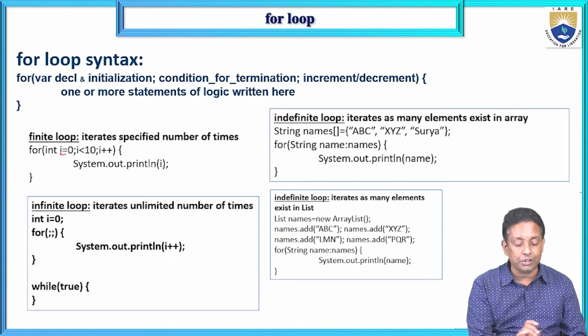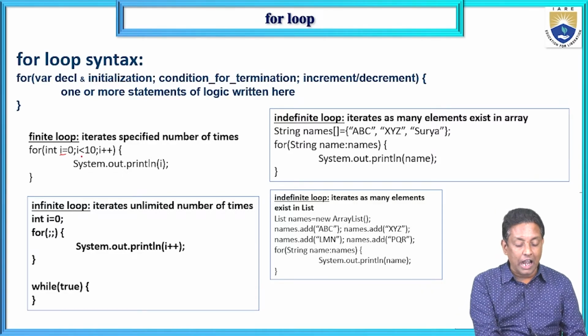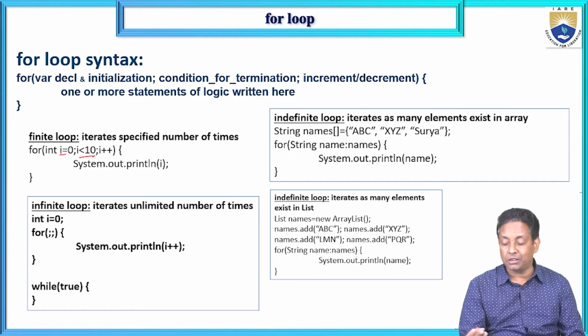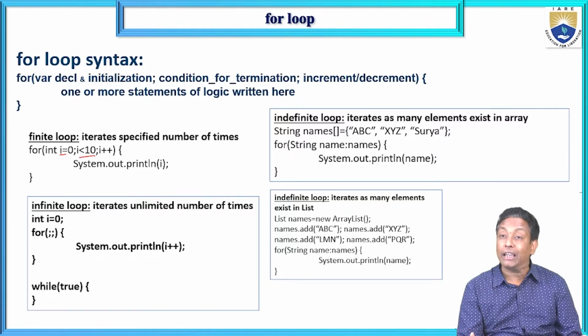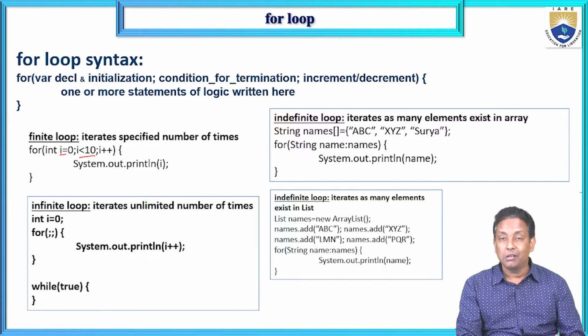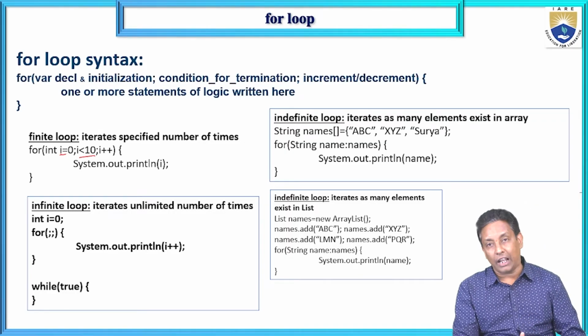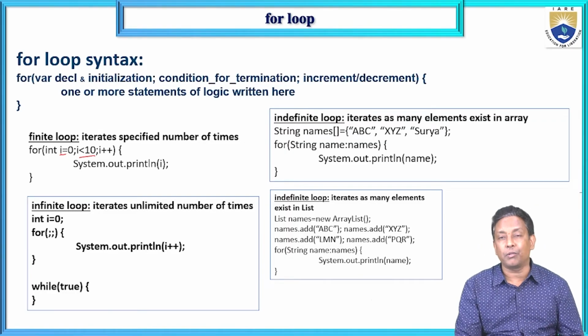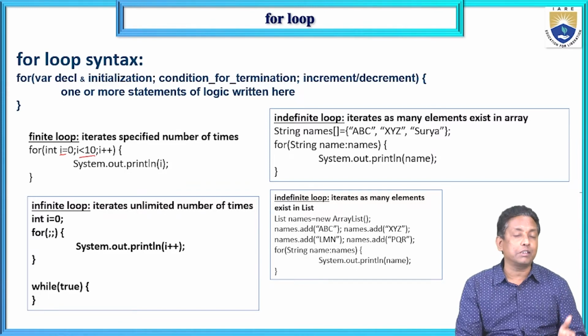For int i = 0. i is an integer variable, i = 0, i < 10. i less than 10 means 0, 1, 2, 3, 4, 5, 6, 7, 8, 9. It is 10 times. Because the i value started from 0, if it goes up to 9, altogether 10 values will be produced. If i is less than 10, it means up to 9.